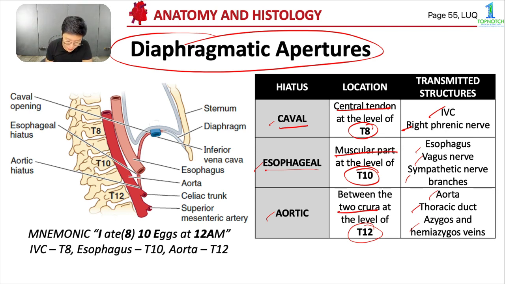One useful mnemonic is: I ate 10 eggs at 12 a.m. So IVC at T8, esophagus at T10, and the aorta at T12. So that's it for the thorax.